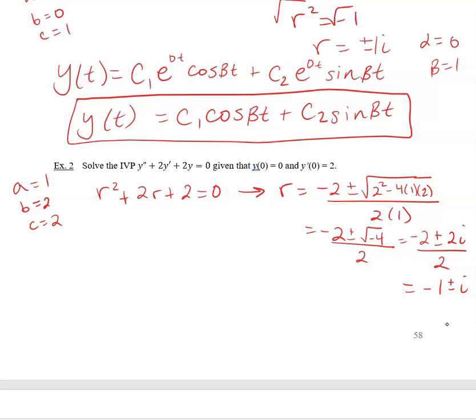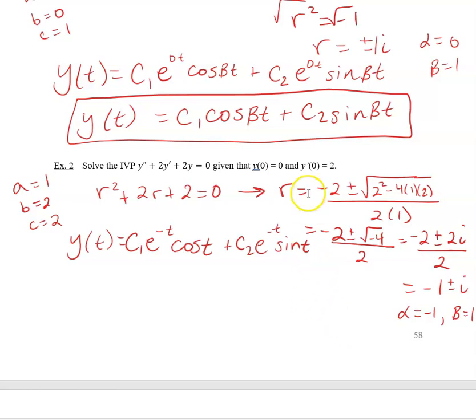So notice from this, that means that alpha is equal to negative 1 and beta is equal to positive 1. So when we put this together using the format above, we wind up with a general solution that looks like this. y of t is equal to c1 e to the negative t times cosine of t, because beta was 1, plus c2 e to the negative t sine of t, because beta was 1. So this would be the general solution if they asked us to find that.